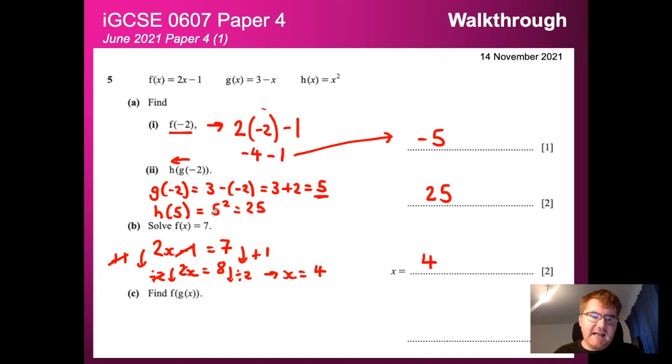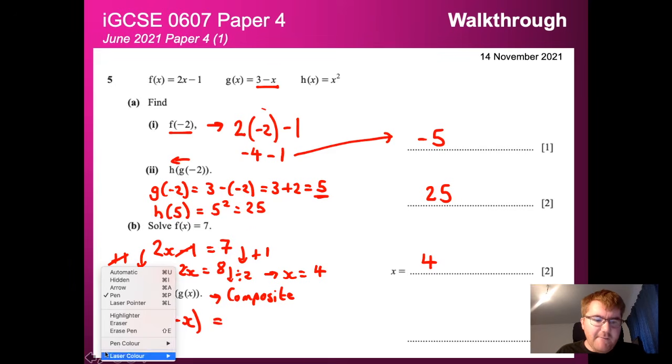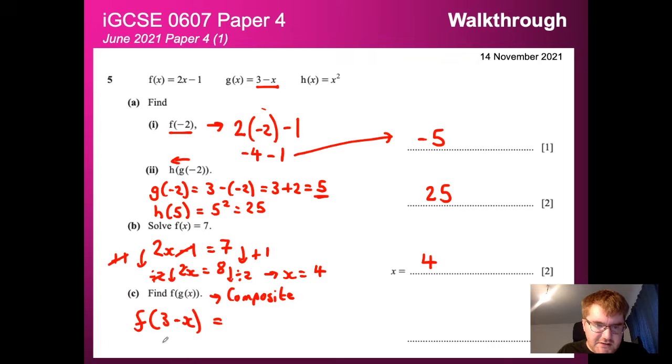Question C is a typical composite function question. I'm going to write here the word composite, and we always work from right to left. So what do I mean by that? Well, we start with the g of x function. So g of x is equal to 3 minus x. So I'm going to replace that here with 3 minus x. And in order to work this out, I'm going to put the entire function here. So let me put this under magenta. Wherever I see an x in my f function, I'm going to replace this x with the 3 minus x.